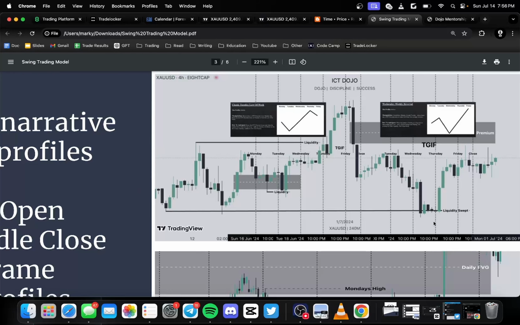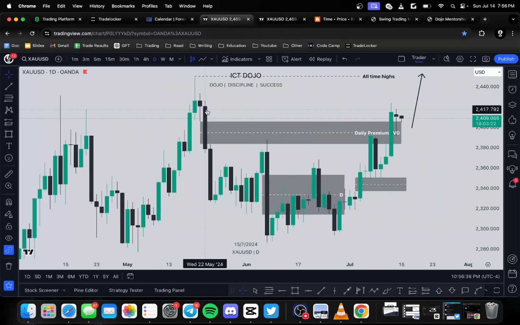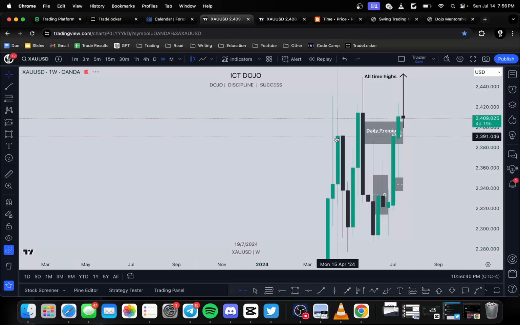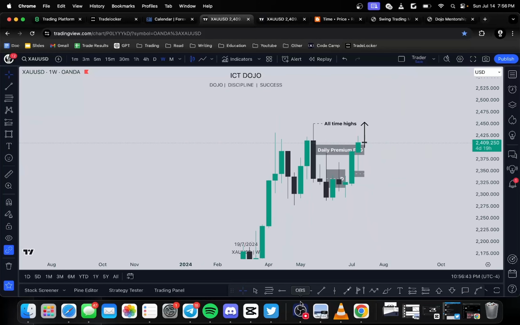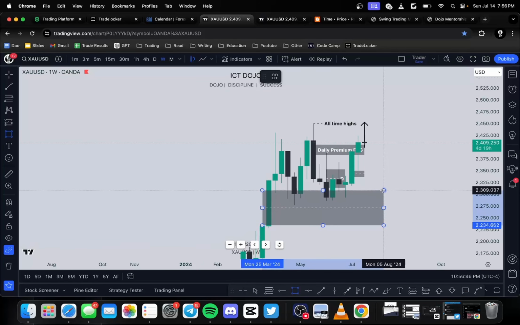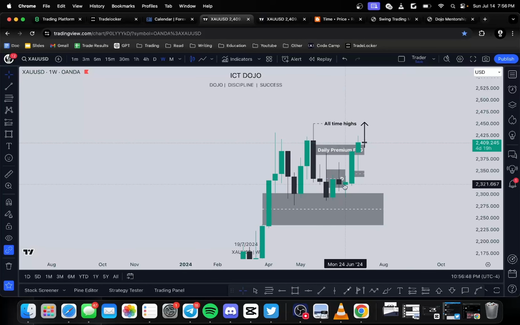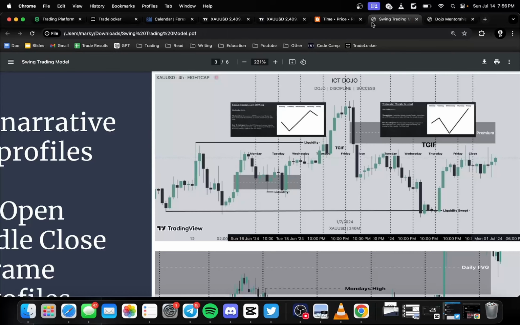And once it swept that, there was also a weekly fair value gap here. If we go on a clean chart, let's go on the weekly time frame. So we had this weekly fair value gap here, and it's specifically this wick right here. I remember this range. That's when we ran down into this weekly fair value gap, consolidated, and ran back up. So this was a Wednesday weekly reversal, basically a midweek reversal. Wednesday swept all the liquidity and started running back up. That's basically all you do. You just mark out what each day does and anticipate what it's going to do.